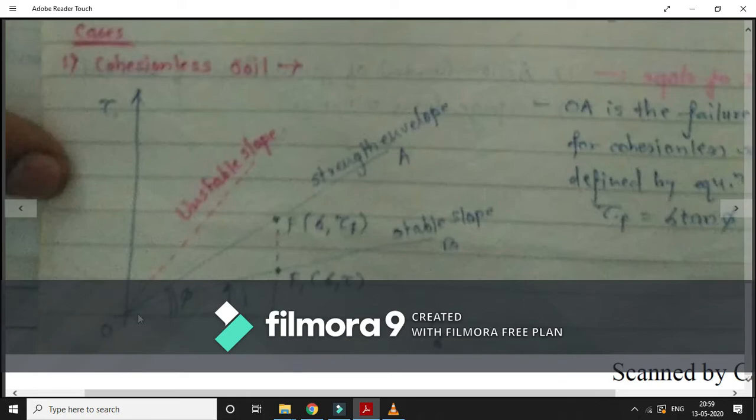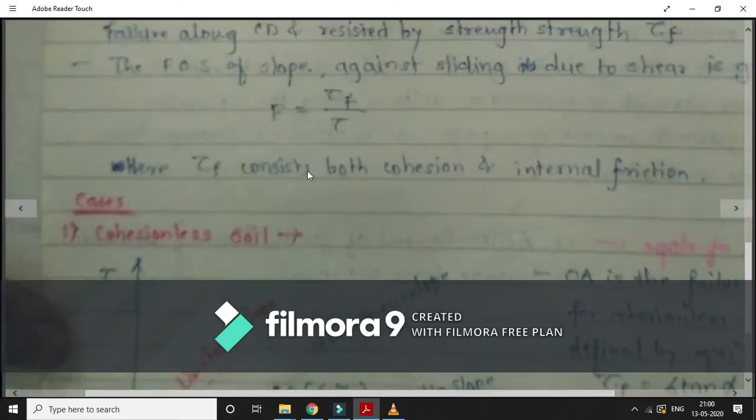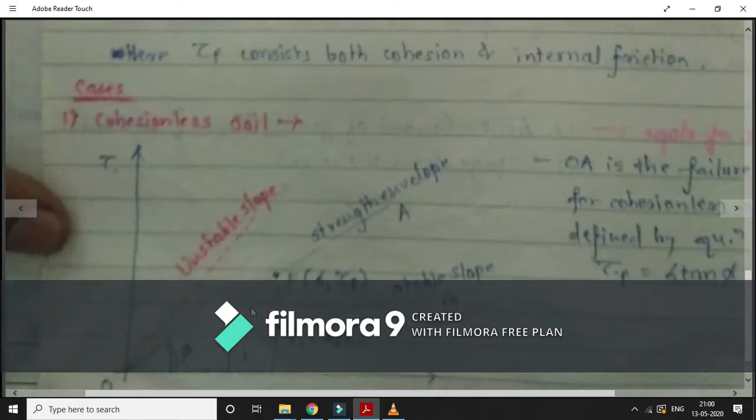But if I provide an angle like this, now this is I, and I draw this line, what will happen? Tau will be greater than tau f, so this value will become less than 1. So our conclusion is like this. If I make the slope angle less than phi for cohesion-less soil, my slope will be stable.